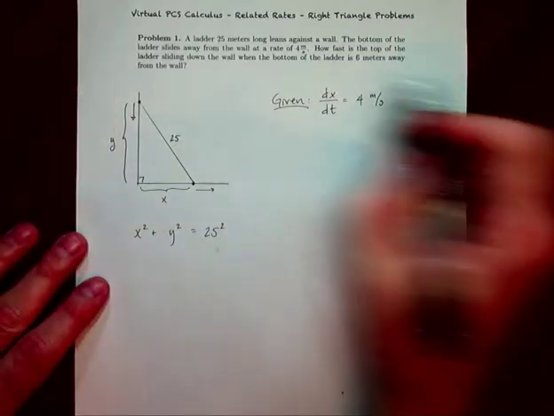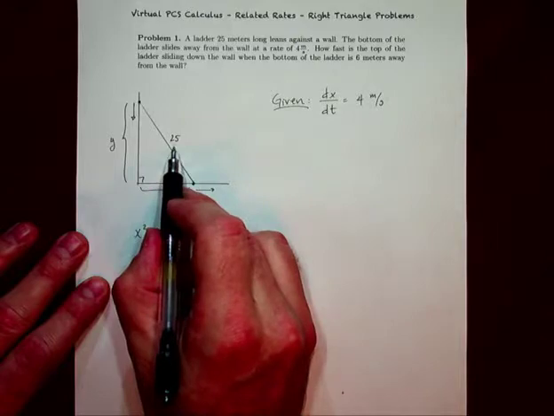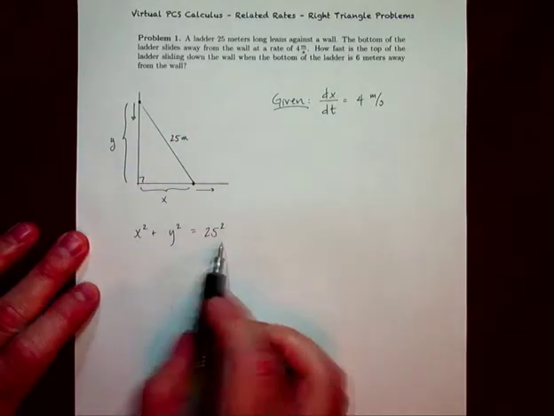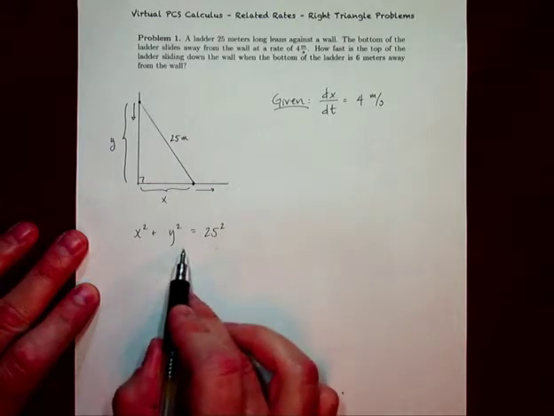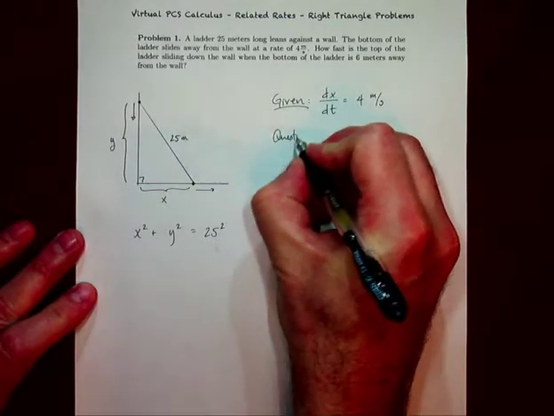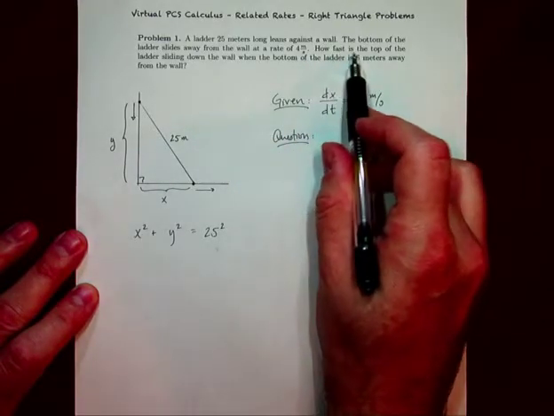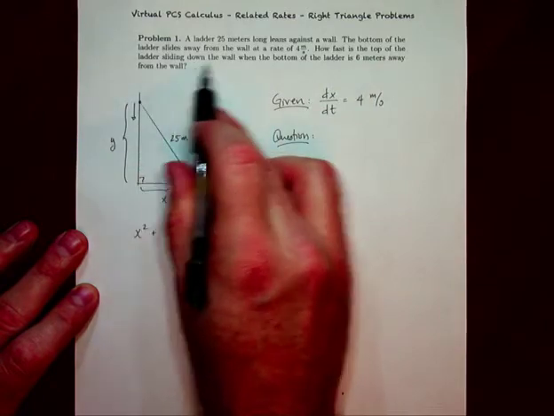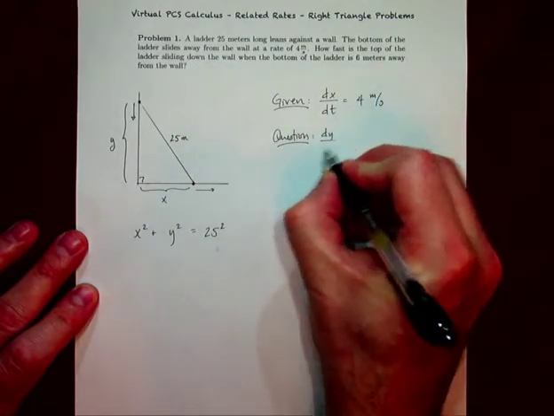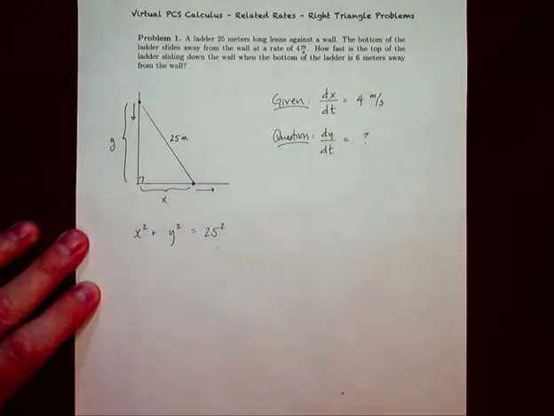Now, we have this given information, and we don't put 25 meters here as a given because it doesn't need to be plugged in anywhere but this equation right here. Now, it's also going to ask us a question. What are we looking for? How fast is the top of the ladder sliding down the wall? Okay, well, therefore, we've been given dx/dt, and we're asked for dy/dt.